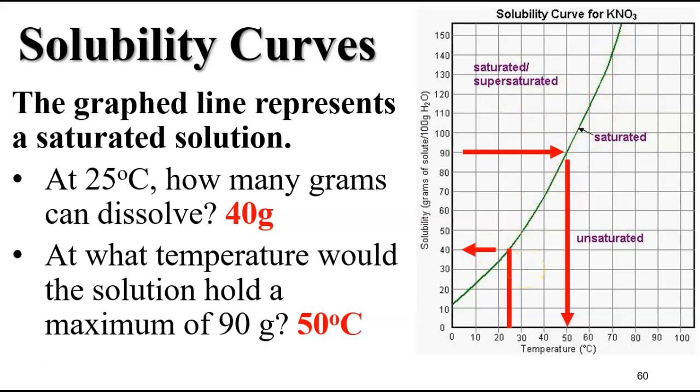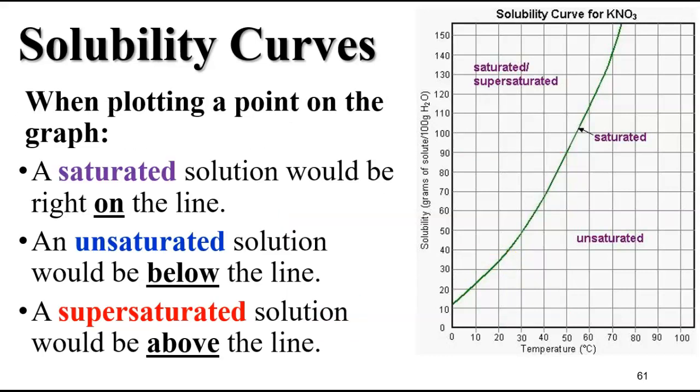The other way to read graphs like this has to do with the area above and below a curve. Okay, so if I give you a mixture of blank grams and blank degrees, and if that point falls directly on the graph, then that represents a saturated solution. That's the maximum amount that can dissolve at that temperature. If I give you a combination of grams and degrees and it falls anywhere below this curve, that would represent an unsaturated solution.